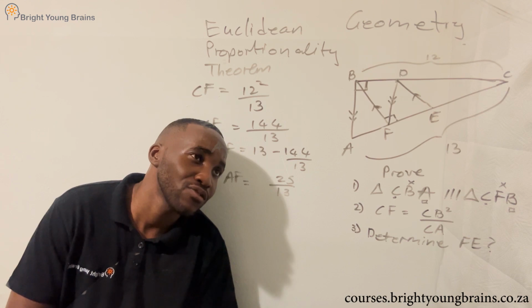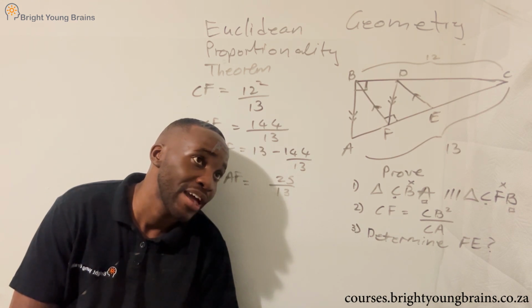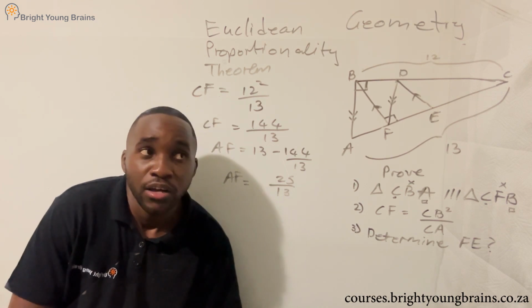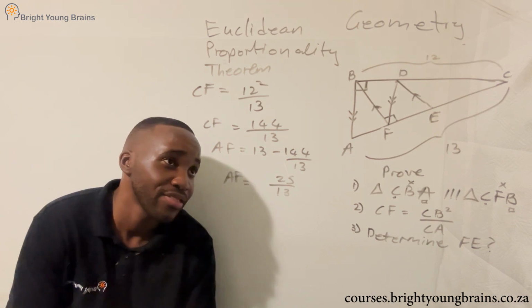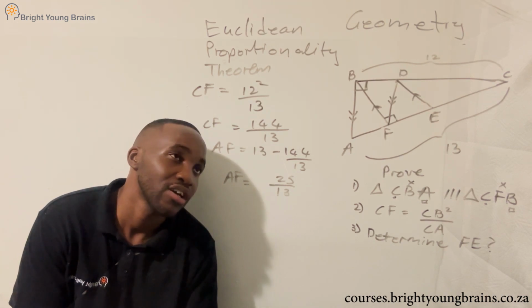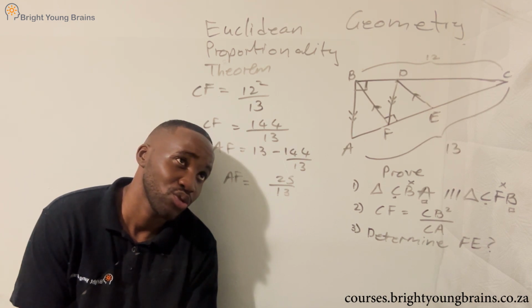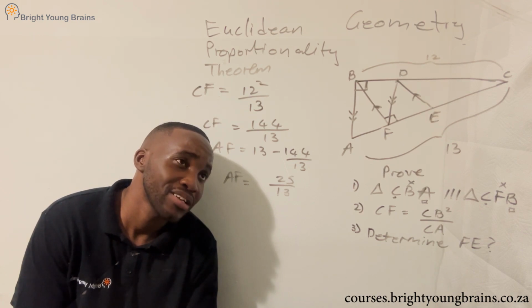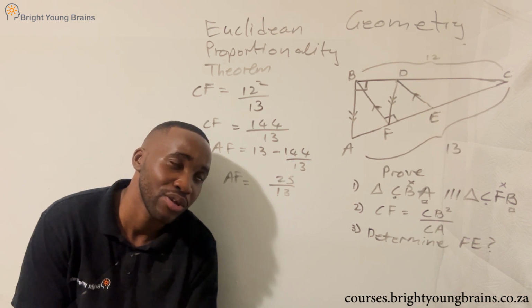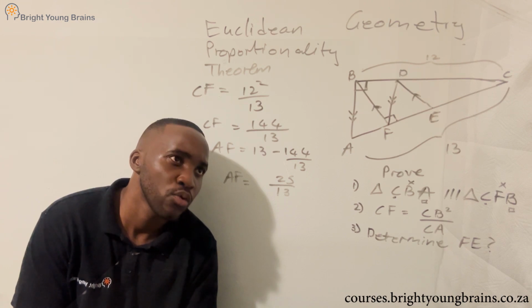So you may be thinking to yourself, okay, how is this going to help us get FE? It's a good question. Let's not sugarcoat anything. It's a pretty darn good question. Because one way or the other, we don't have ratios. You see, we don't have any ratios to work with. So I think that's what makes this question a bit tricky, for lack of a better word.